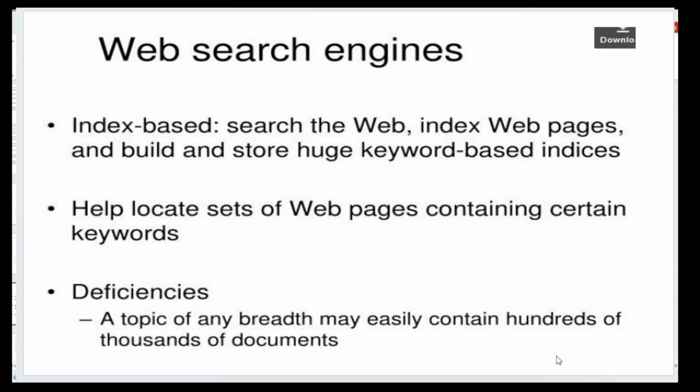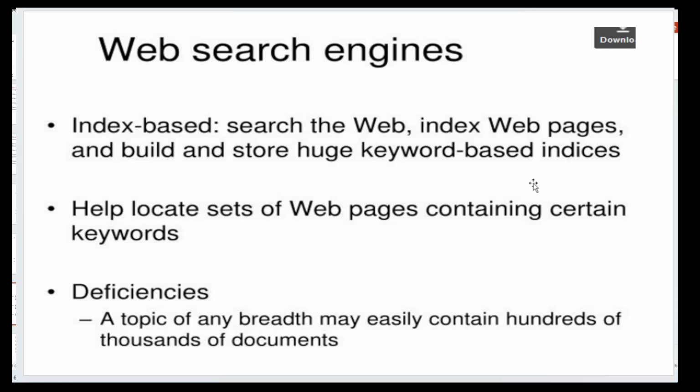Web search engines usually play a major role in presenting the search results to the users finally. So what is index based? Index based is one type of technique where we can retrieve the information based upon keywords. So we search the web, index web pages, and build and store huge keyword based indices. I will give a few keywords, and with the help of these keywords only, I can do the searching process. So it helps locate the web pages containing certain keywords.